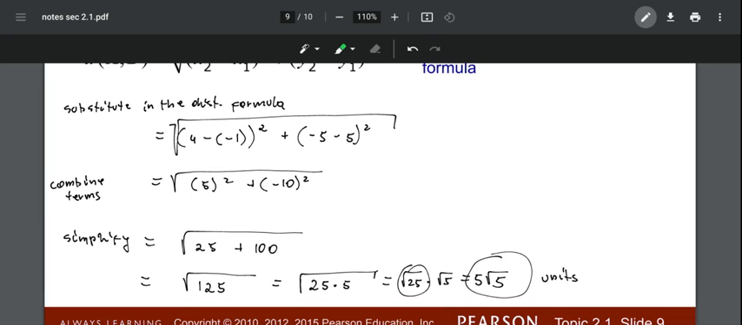Okay, so that's it. This is the end of section 2.1. Hopefully that will help.